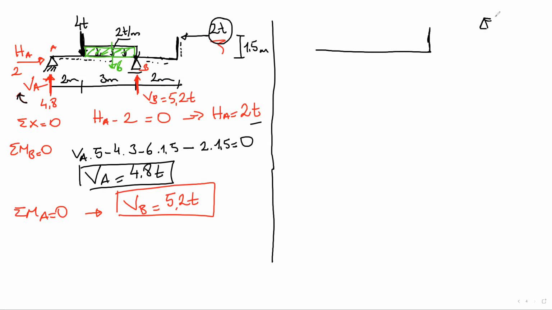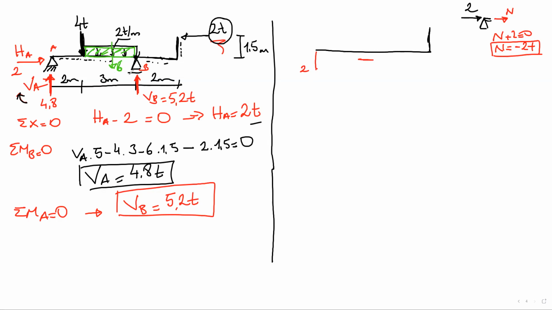So the HA is like this. HA is 2 tons. But here, the positive direction of the axial force always goes out, so N plus 2 equals 0, and N equals minus 2 tons. So we go to the minus side. If we go along the beam, there is no change.